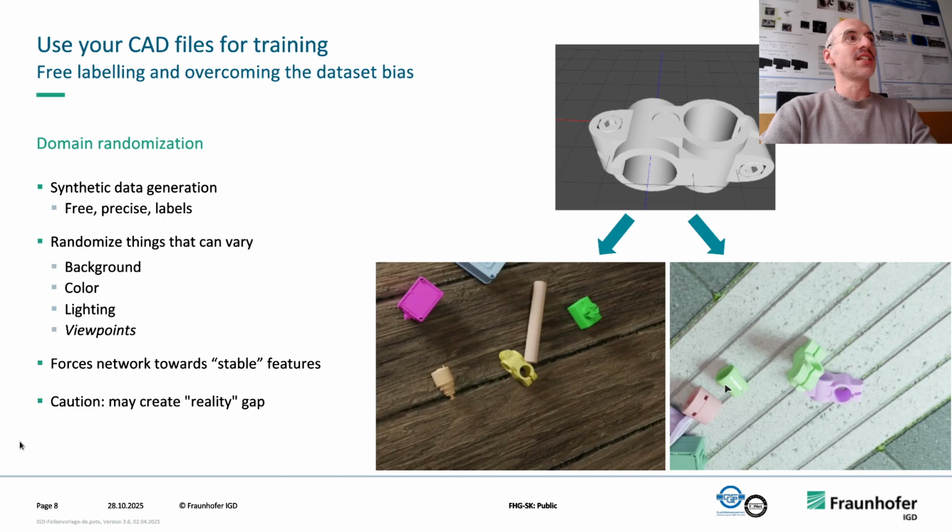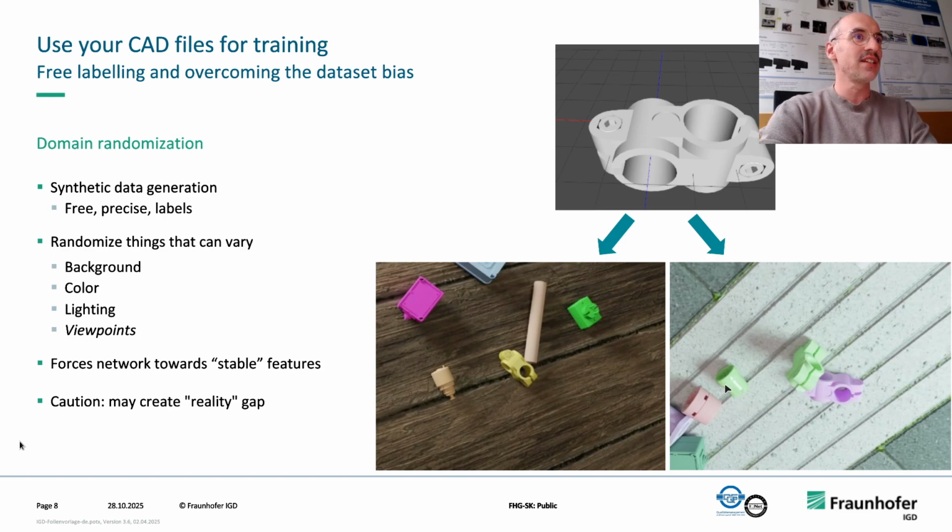Also, this enables us to do something which is called domain randomization. And in a nutshell, it means we can randomize things that we expect to vary. For instance, we don't know what the background will be in the final scenario, so we can use random backgrounds. Also, we don't know the true color of the CAD file, so we can use random colors as done in this example. And most importantly, we can use realistic viewpoint positions. So we can ensure that all possible viewpoints are actually covered in our training data. And all this together forces our neural network towards stable features.